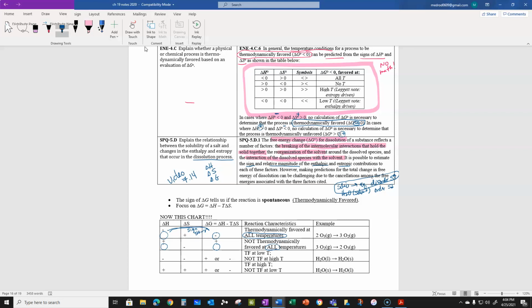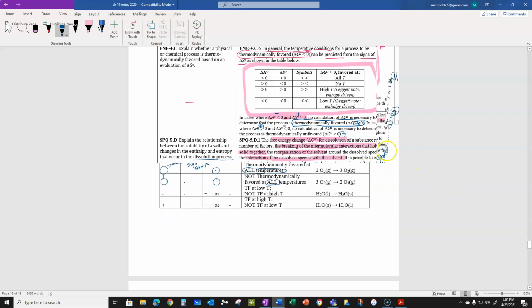Making predictions for the total change in Gibbs free energy for dissolution can be challenging due to the cancellation among these free energies associated to those three factors. So you have to make predictions, ladies and gentlemen, and it's going to be tough because, one, you have to pay attention to temperature, but now we're throwing chapter 11 back into the mix here, how those forces can also change Gibbs free energy too.